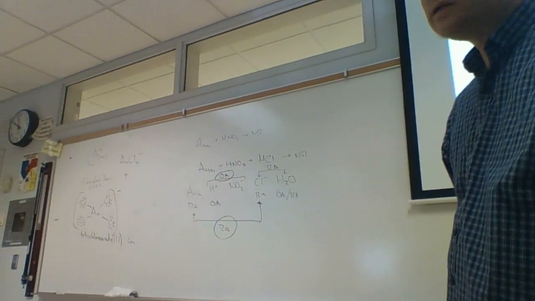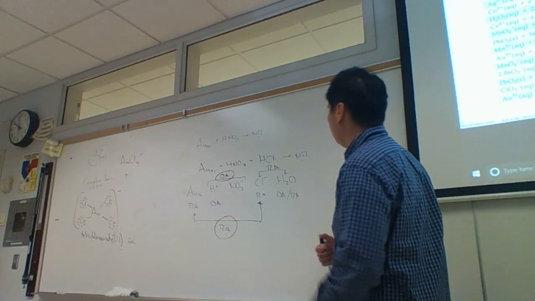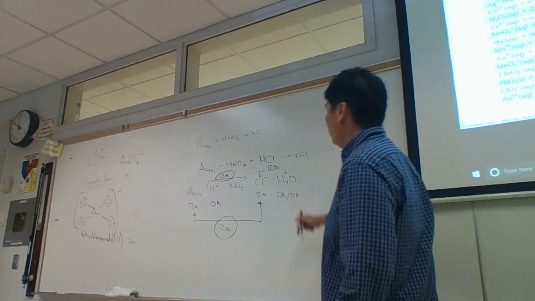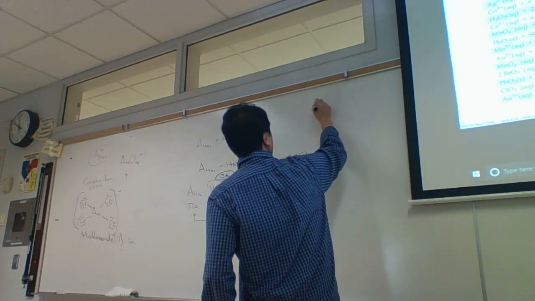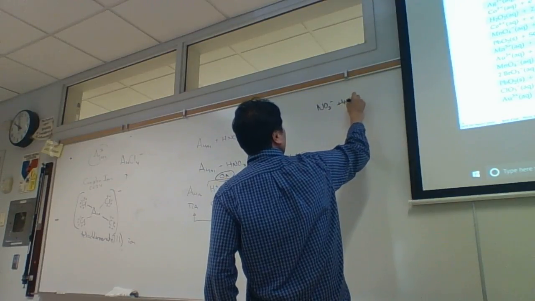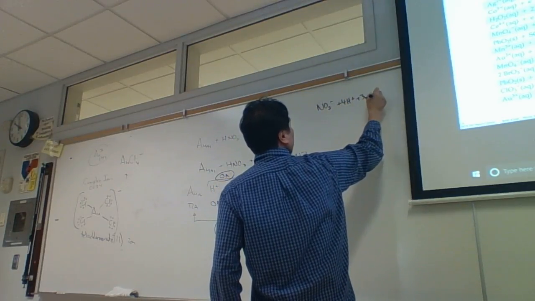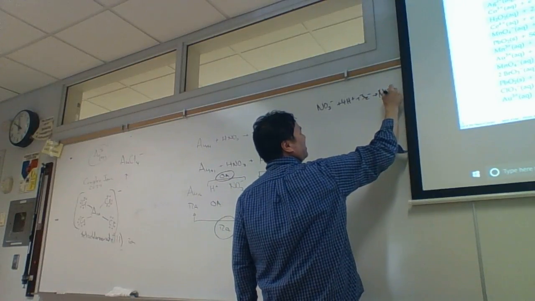So let's do the next step. One of these we'll just write as is. The oxidizing agent we usually just write as is because of the table. Nitrate plus 4H+ plus 3 electrons yields NO gas plus 2H2O.